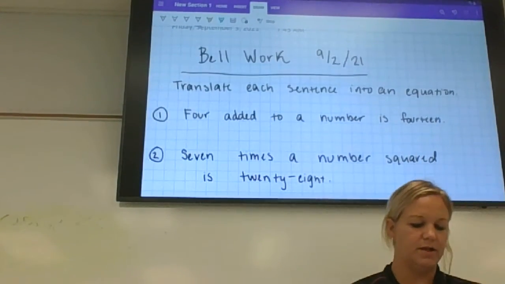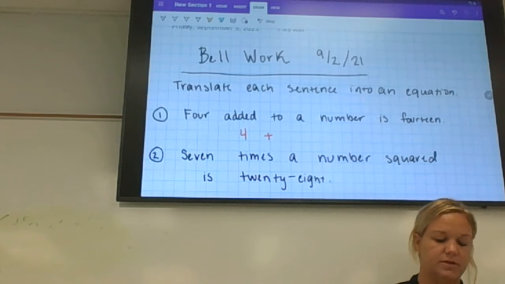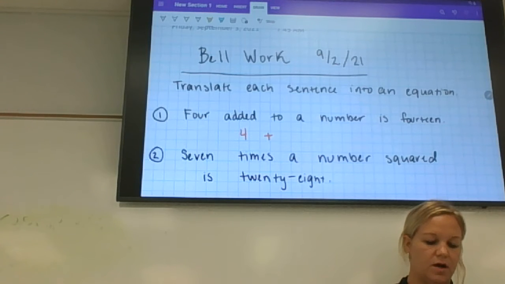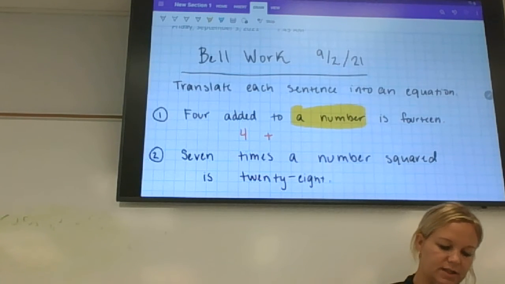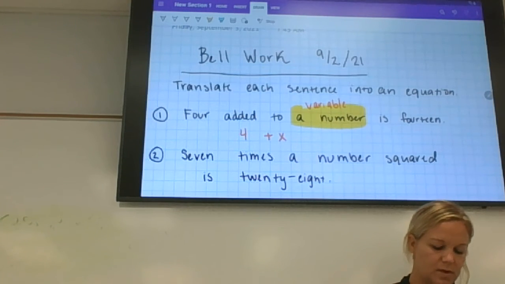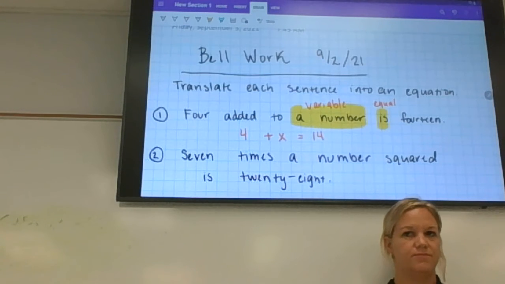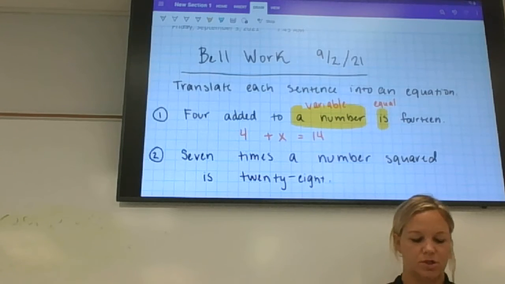4 added to a number is 14. So 4 added to, and then for a number, wherever it says that, that's where your variable goes. We'll use x. Is the equal sign. What's x, guys? 10. Pretty much 10.